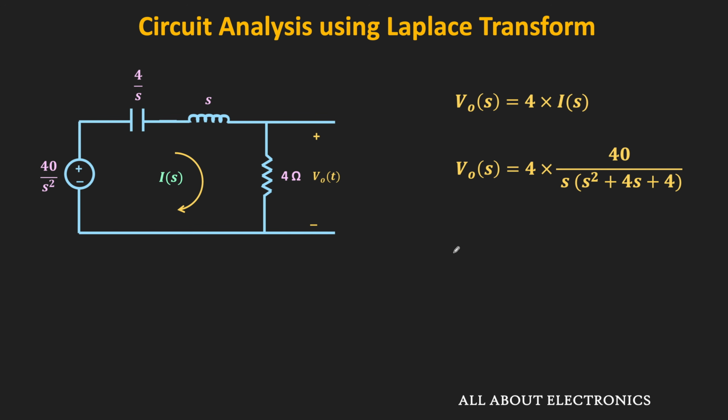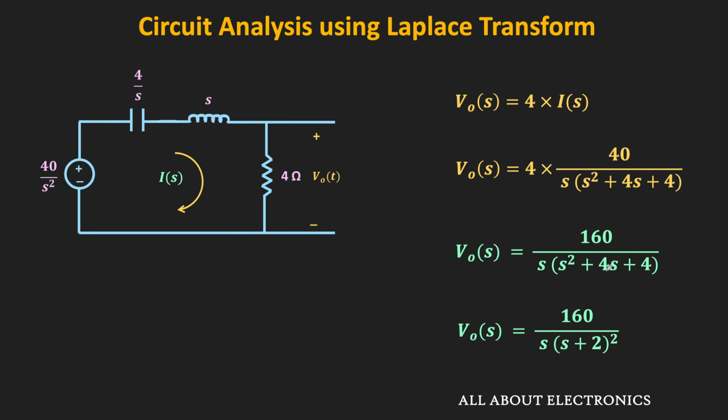Or we can say that this output voltage V(s) is equal to 160 divided by s times (s² + 4s + 4). Now we know that s² + 4s + 4 is equal to (s + 2)². So in this way, we got the expression of the output voltage V(s) in the s domain.